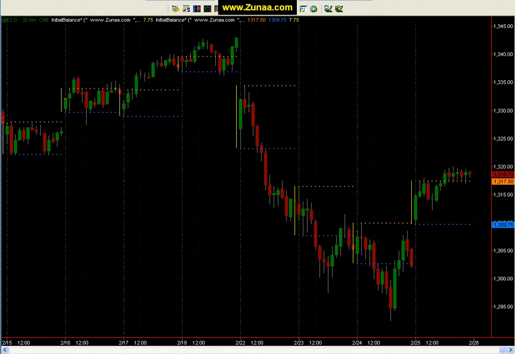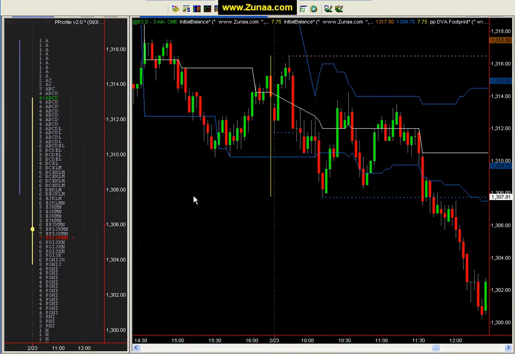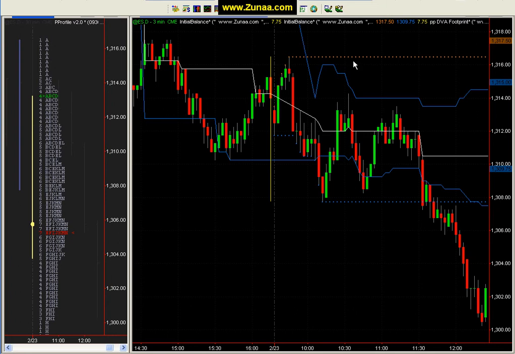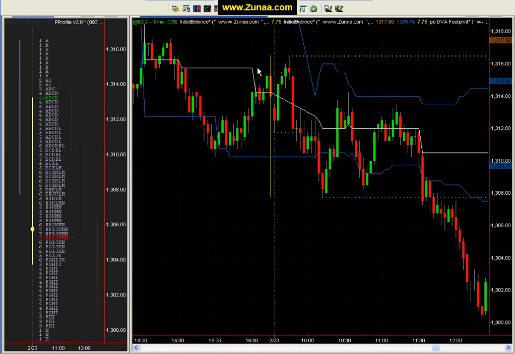A couple of good tools combined for trading. There's obviously the price profile here, and then we have the initial balance vertically, horizontally, and also here is the developing value area, which is today's.